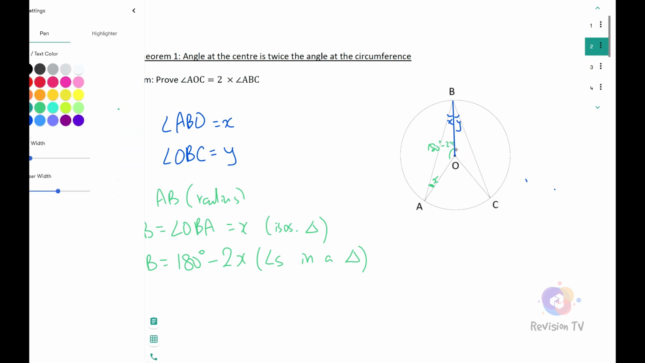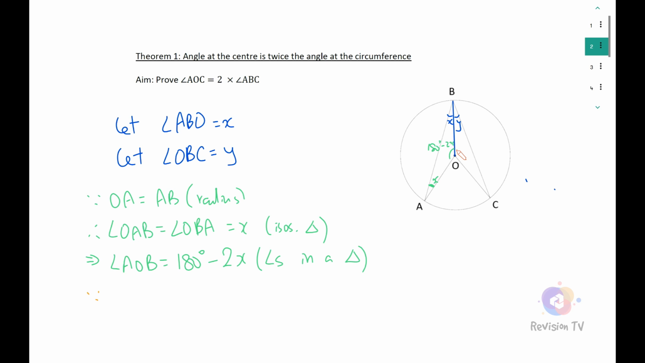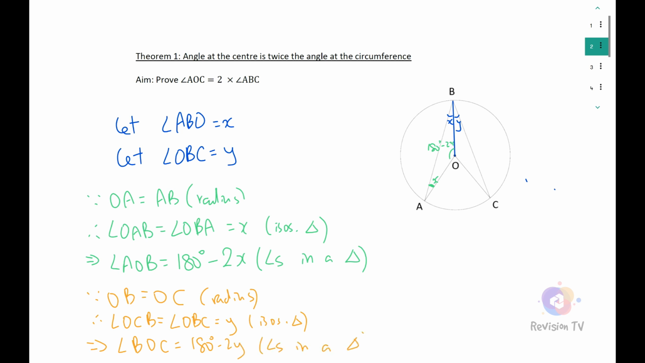Right, next we'll do the same on the right side. Okay, because OB is the same as OC, it's a radius again. So therefore, angle OCB equals angle OBC equals y, isosceles triangle, which implies angle BOC equals 180 degrees minus 2y. Now you don't have to use all these symbols correctly on the left hand side, but if you can follow, that would be the best. Okay, so we know this is going to be 180 degrees minus 2y.